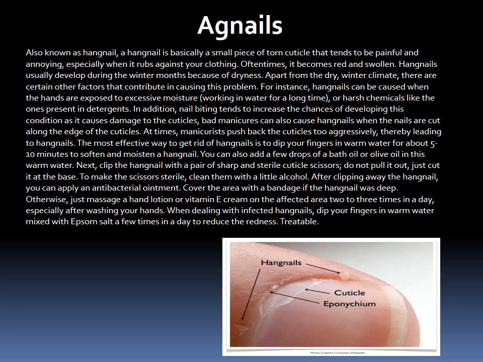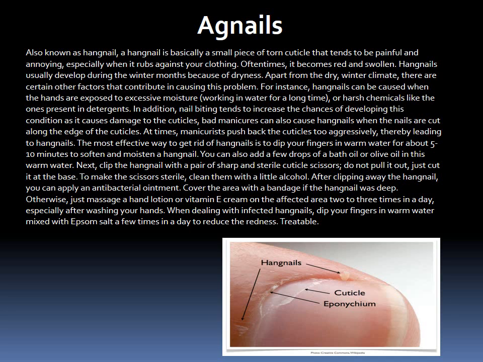Agnails, also known as hangnail. A hangnail is basically a small piece of torn cuticle that tends to be painful and annoying, especially when it rubs against your clothing. Oftentimes it becomes red and swollen. Hangnails usually develop during the winter months because of dryness.